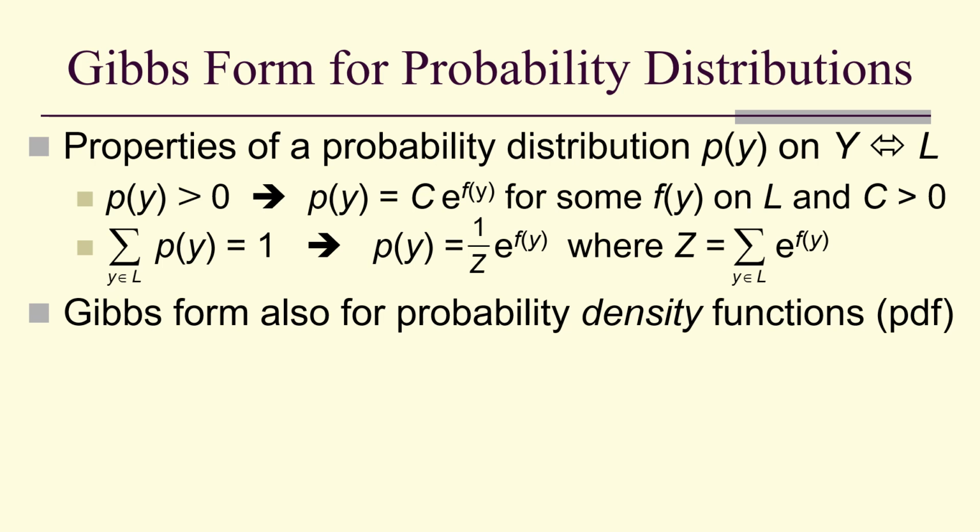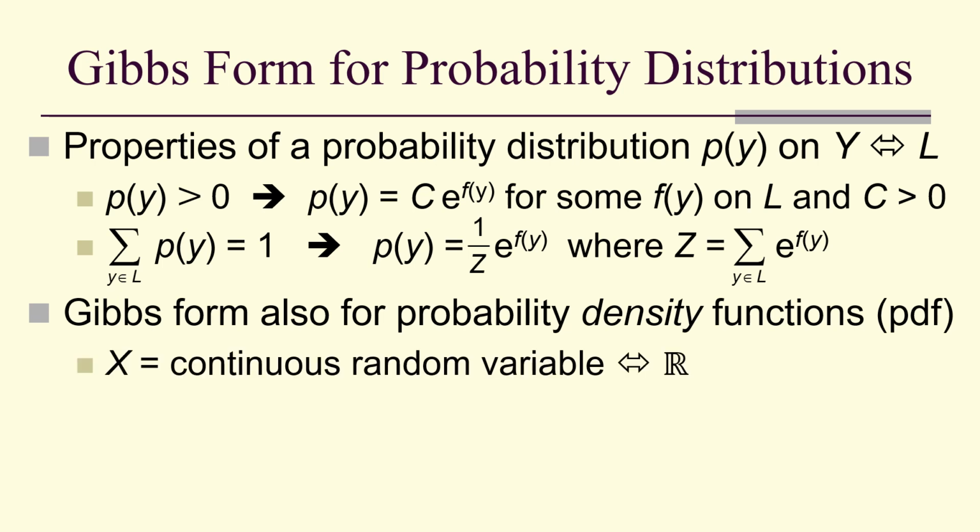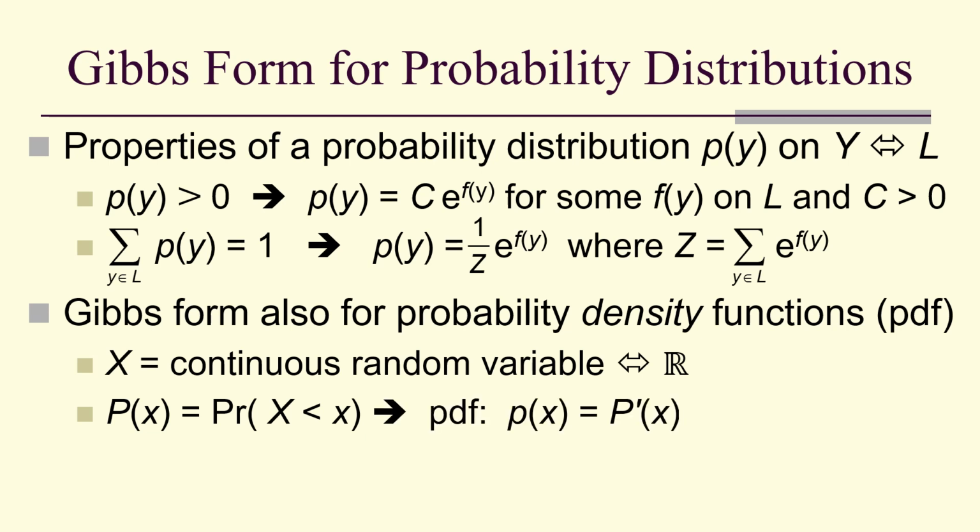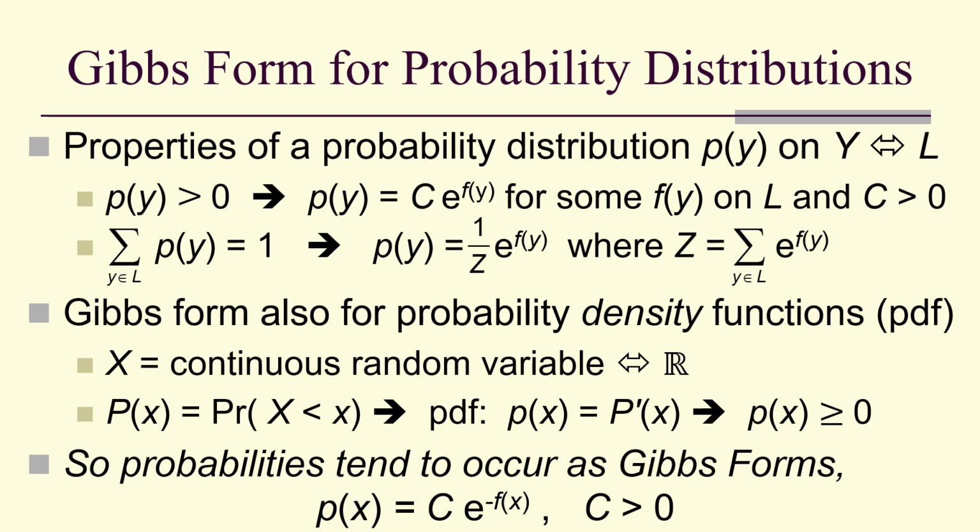Now, we also use Gibbs forms for probability density functions, and we'll do this later, but just to mention, if we've got a continuous random variable x, then the cumulative distribution function is p of x, and its derivative, if it exists, is the probability density function, and it's non-negative, and we can therefore also assume it's in this sort of Gibbs form.